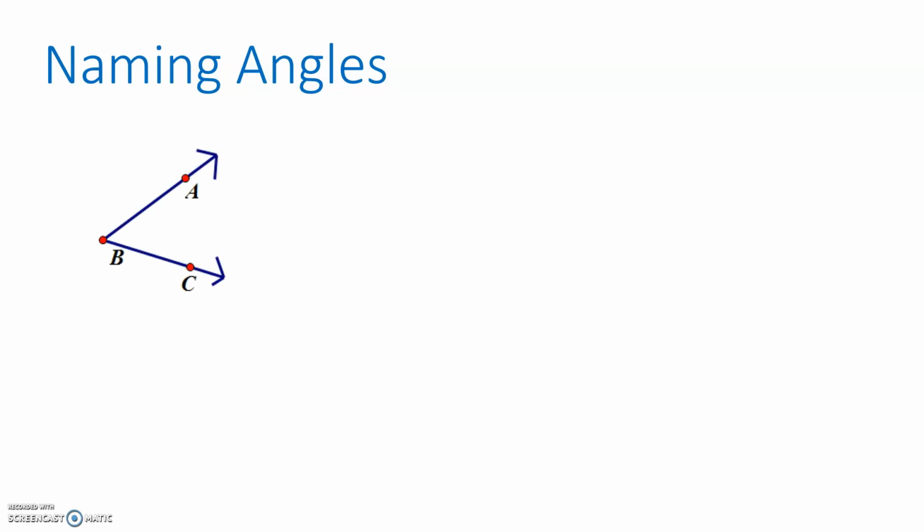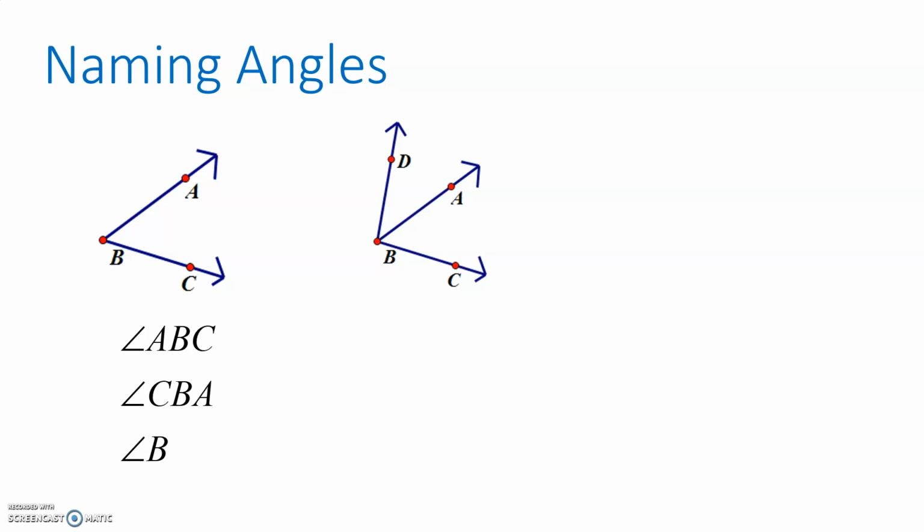Okay, here's more about naming angles. That's angle either ABC or angle CBA, or again, because there's no confusion about that angle, you can also call that angle B. Here we have some confusion. If I call this angle B, you don't know if I'm talking about this angle in here or if I'm talking about that angle in there. So you have to be careful how you name this.